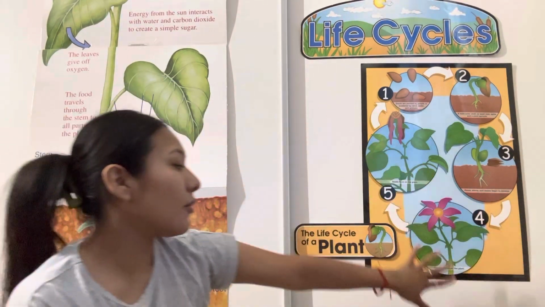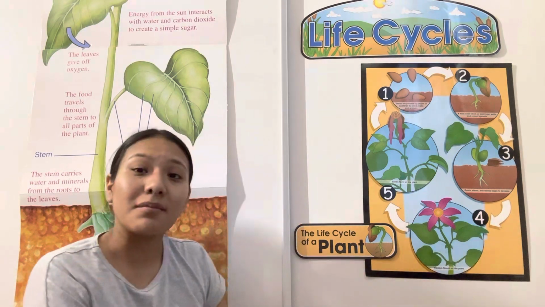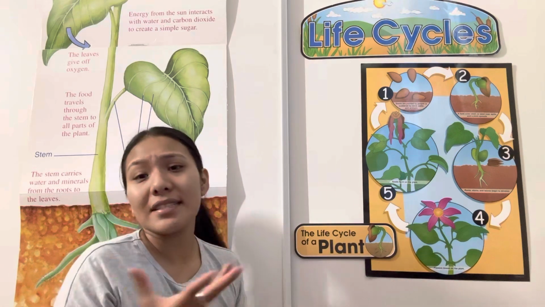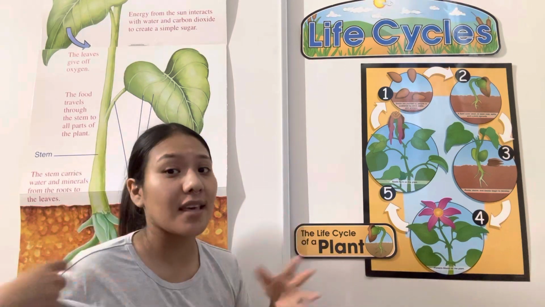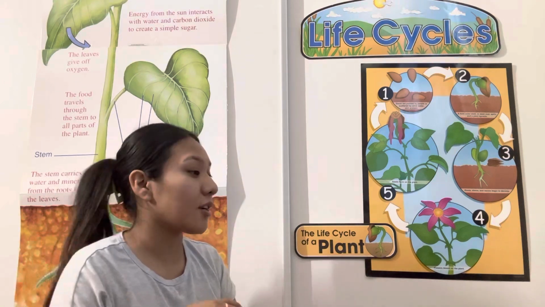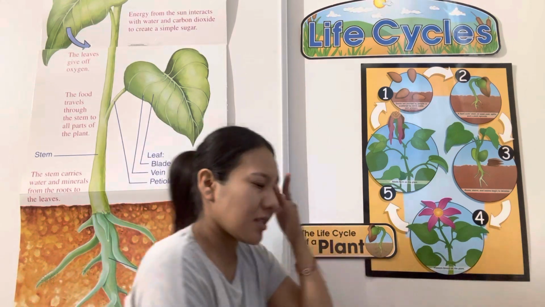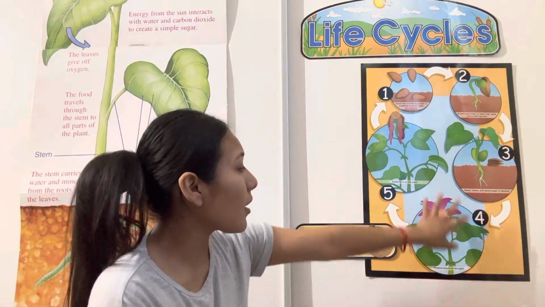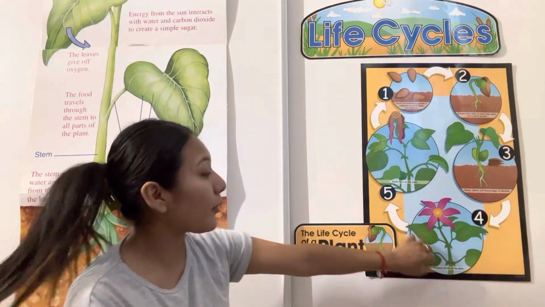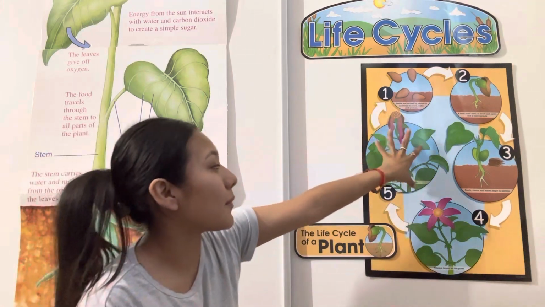In step number 4, some plants do bloom some flowers, some don't. Some other plants just bloom a stem and the leaves, and that is totally fine. All plants are different, all plants are unique, but all plants are important to our ecosystem. So in step number 4, the plant starts to bloom, nice and pretty, so bright, but then we come back to step number 5.